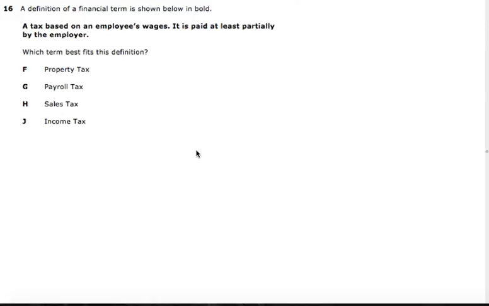Number 16. A definition of a financial term is shown below in bold. A tax based on an employee's wages. It is paid at least partially by the employer. Which term best fits this definition? F. Property tax, G. Payroll tax, H. Sales tax, J. Income tax.